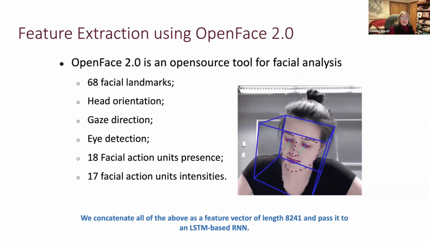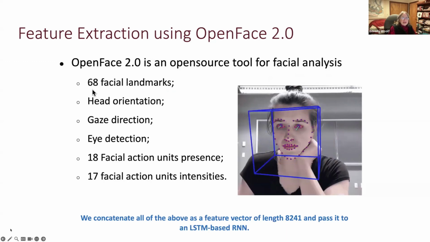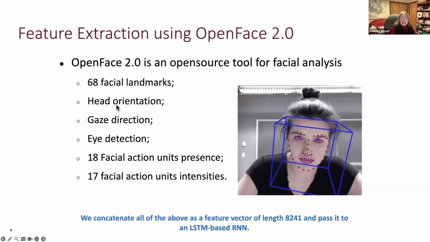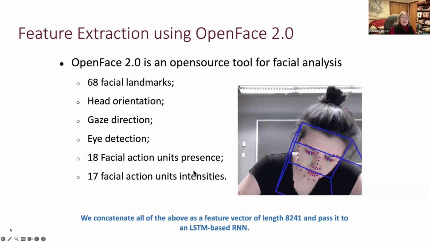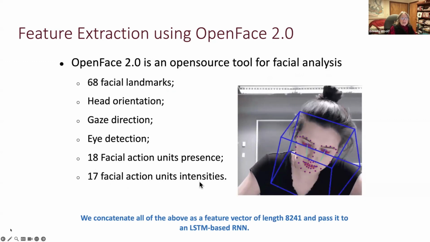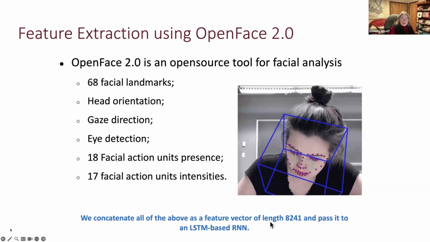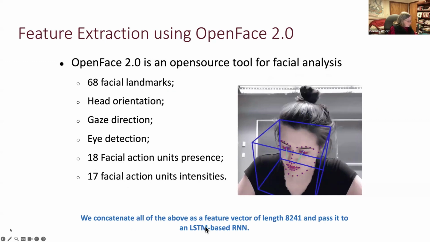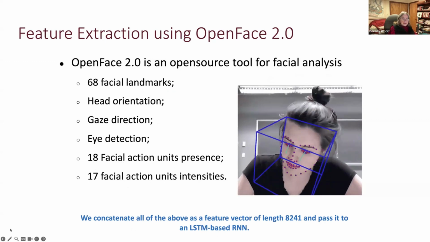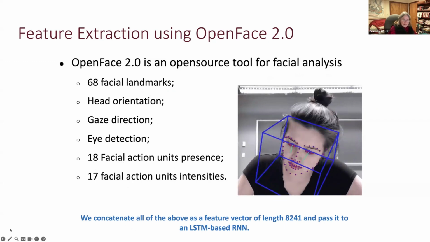And so here we're still on the open source tool. We're looking at 68 facial landmarks, looking at the eyes and the mouth, the head orientation, the gaze direction, 18 facial action units, and 17 facial action unit intensities. And we concatenate all the above into a feature vector of length 8,000 and pass it on to a long short-term memory-based recurrent neural net.